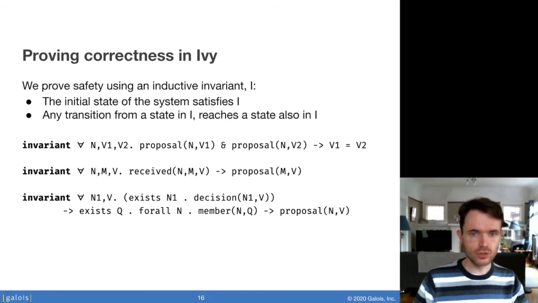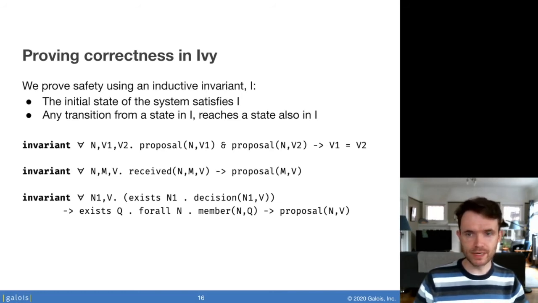The invariant for the toy agreement protocol states three properties. First, a node can only propose a single value. This holds because of the guard in the propose action. Second, if a node receives a proposal, it must have been proposed by some node. This holds because of the guard in the receive action. Third, if a node made a decision, the chosen value must have been part of some quorum. It's the third property that lets us prove the safety property.